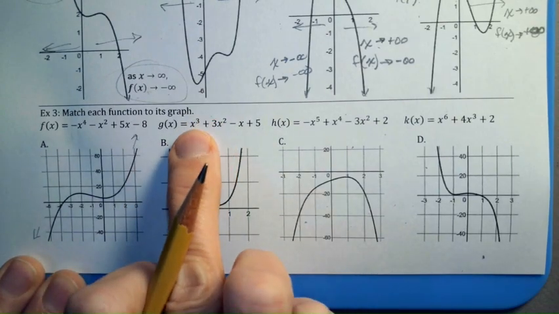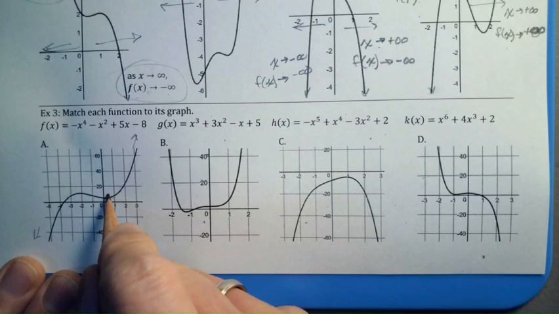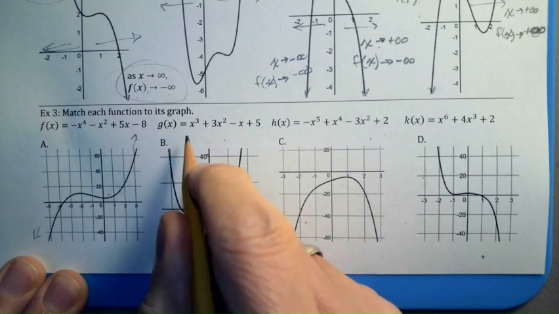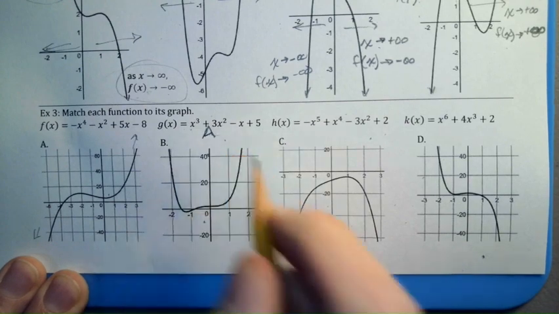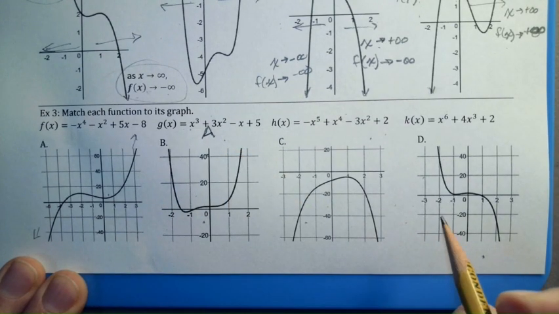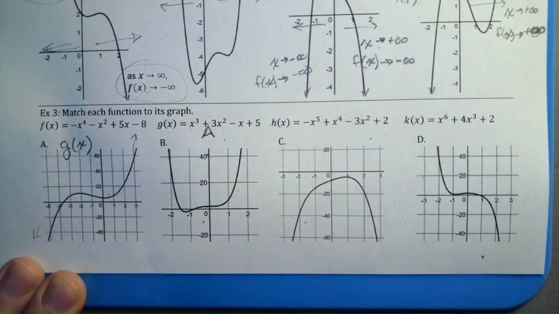So here's an odd degree, here's an odd degree, the other 2 are even, so this one would have to be a leading coefficient that's positive. So this has to be A up here. Okay, g of x has got to be A. Or if you want to just do this one down here, g of x, maybe that's better.